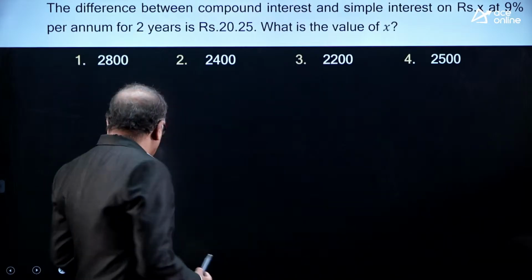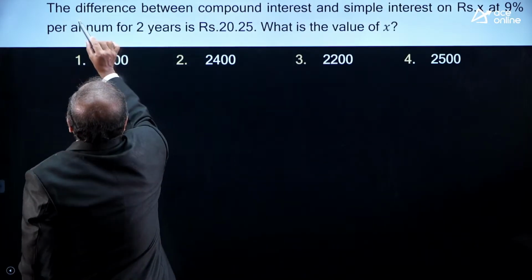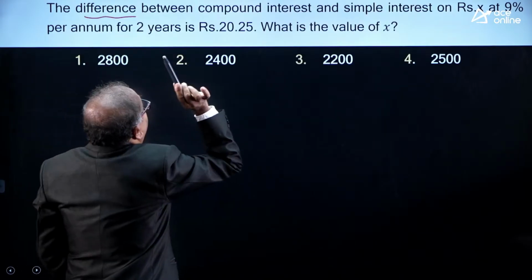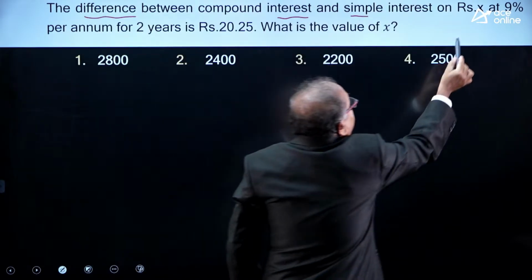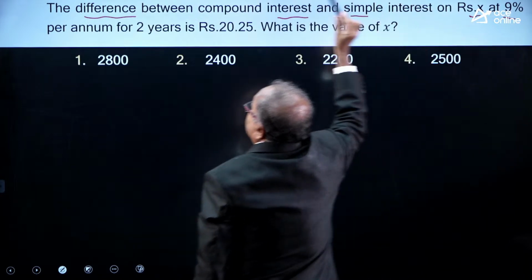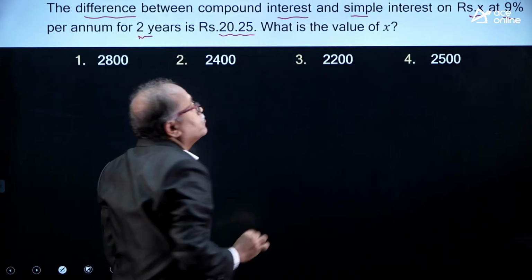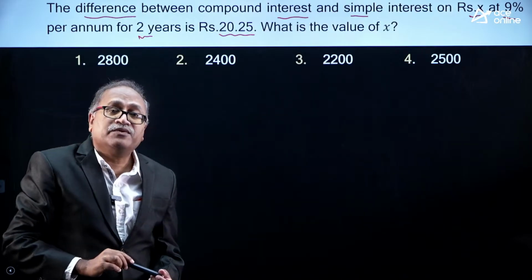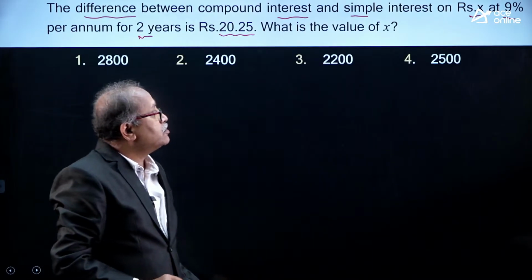I am sure your calculation speed is increasing and you are being exposed to different types of questions. The difference between the compound interest and simple interest on rupees X at 9% per annum for 2 years is 20.25. So, what is the value of X? The difference between simple and compound interest is given.